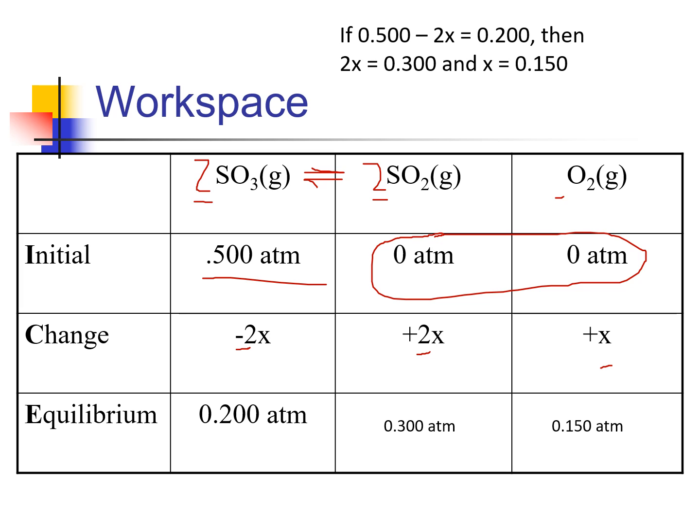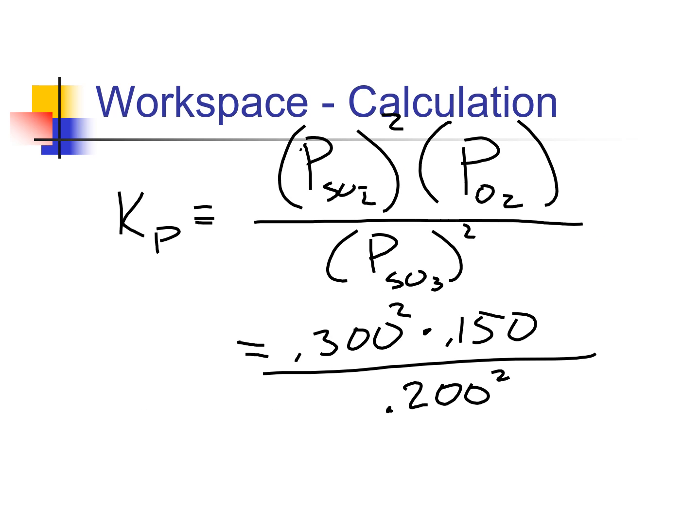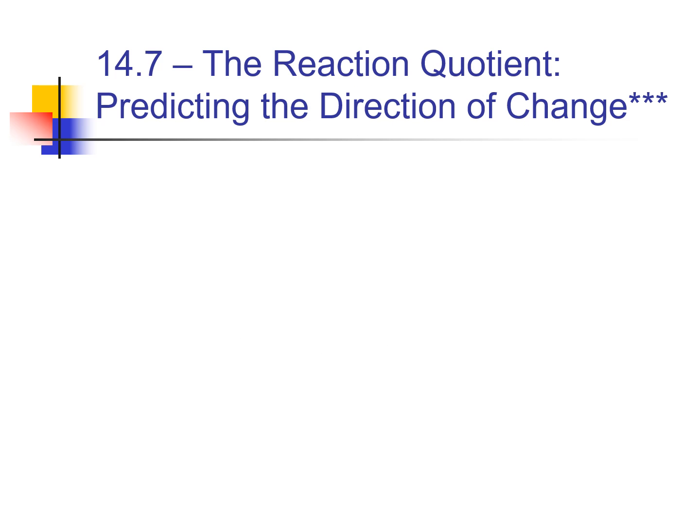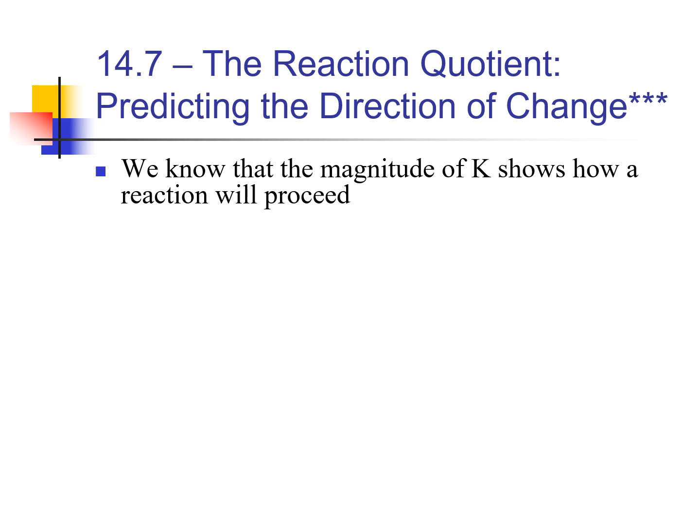Now I have enough to actually solve this. So I set up my K sub P, plug in my values, and I get my answer. 14.7 is actually dealing with one of the most forgotten topics in equilibrium.